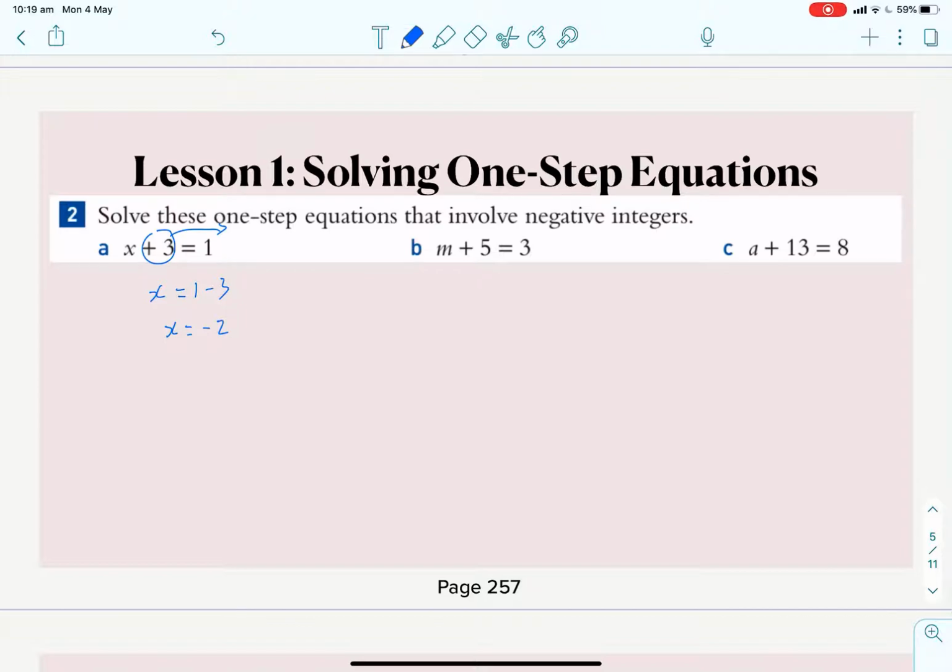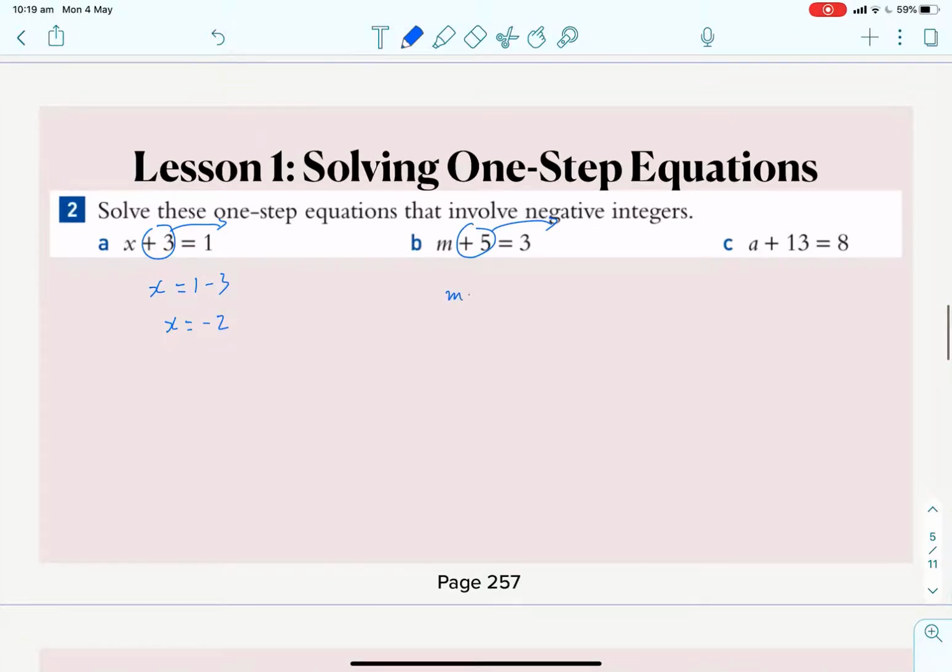So again, move over first, so m equals 3. Plus 5, opposite is minus 5. So m is 3 minus 5, which is negative 2. The other one is a minus 13. Plus, opposite is plus and minus. a is 18 minus 13, which is negative 5.